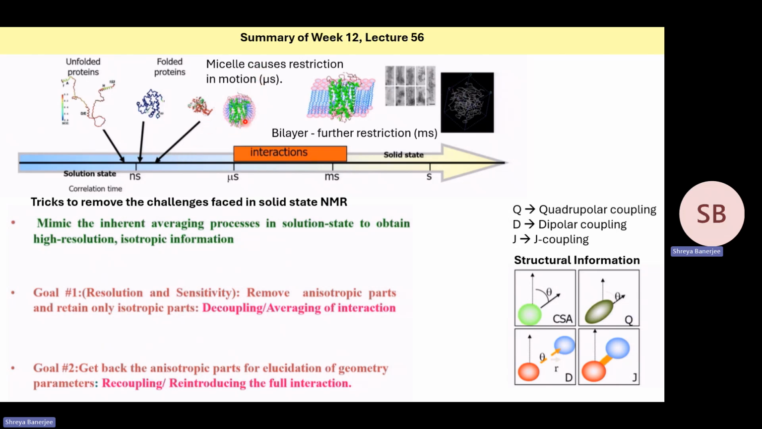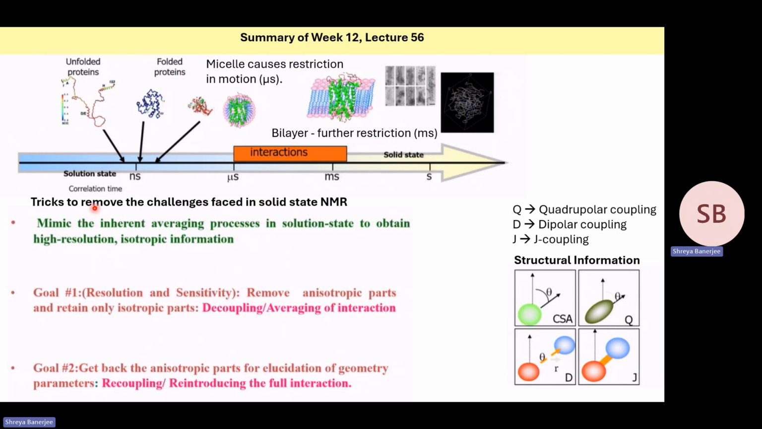Now the size of the particle can increase even further. It can be part of a lipid bilayer. So this is kind of like a membrane protein which is embedded in the lipid bilayer. So this has a huge size. So there is a huge restriction in the protein dynamism, and the correlation time becomes of the order of millisecond. This is the case where the solid state NMR comes into play.